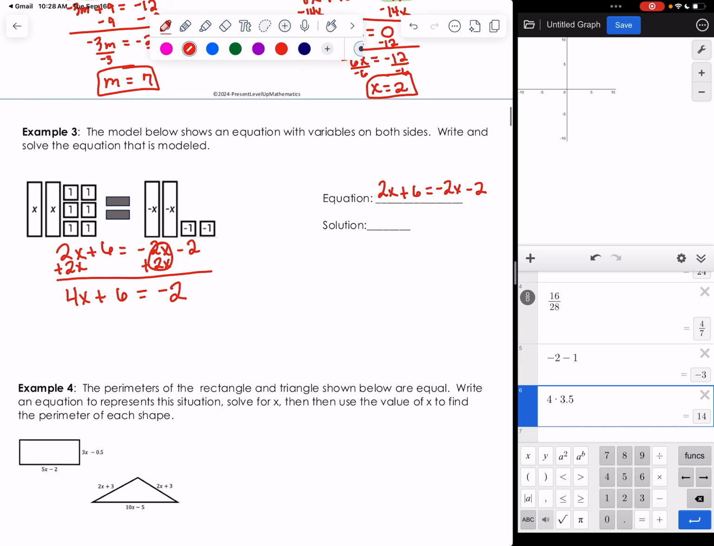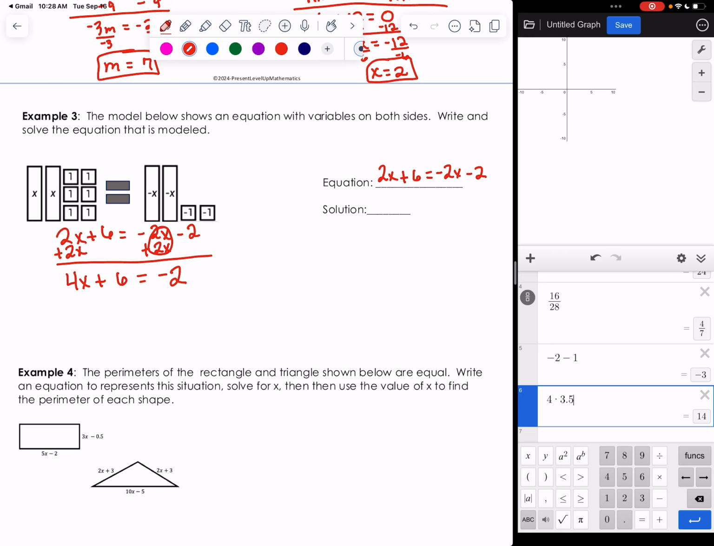So check your work so far in the problem. All right, now we just need to solve this. We are going to subtract the 6 and then divide by 4. So subtract the 6. That would give me 4x equals, negative 2 minus 6 would give me negative 8, and then divide by 4. Negative 8 divided by 4 gives me negative 2. So our solution would be x is equal to negative 2.